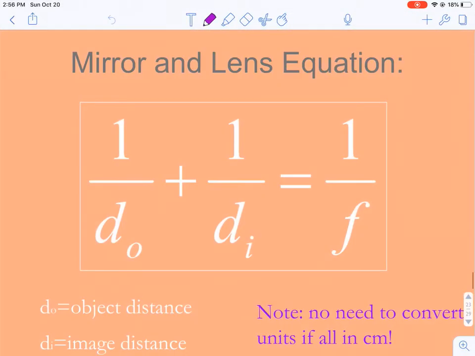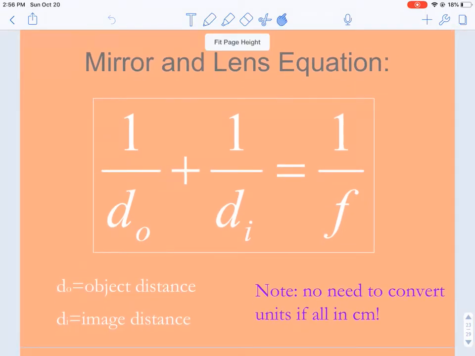So we've got two equations that we use when describing images. One of them is the mirror lens equation. It looks like this. Notice that everything is a denominator in terms of variables, and then everything is added. Well, by everything, I just mean those two things. So, DO is object distance, DI is image distance, F is focal length of the mirror.